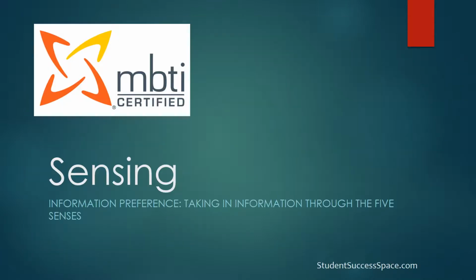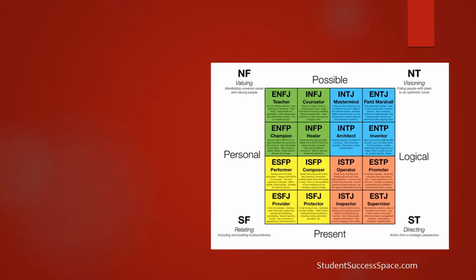All right, now we're going to start looking at sensing. Sensing is part of that information process, the information preference. The contrast of sensing is intuition. This is how we take information in. A sensing person is going to take their information in through those five senses. They want to be able to touch, taste, smell, hear, and see. The more of those five senses that you can provide as part of the learning experience, the better the learning is going to be for the sensing learner.